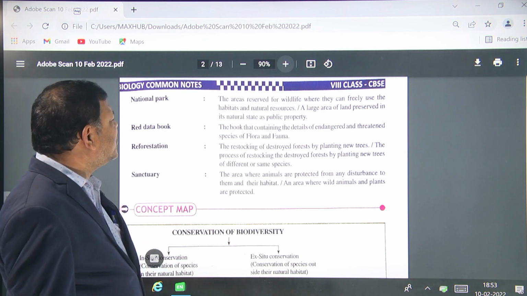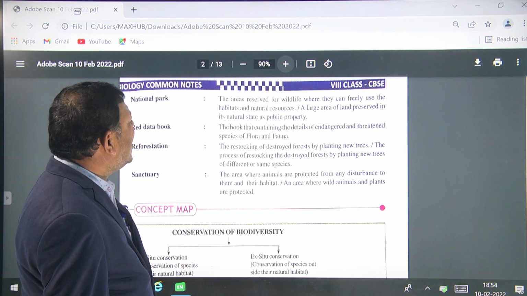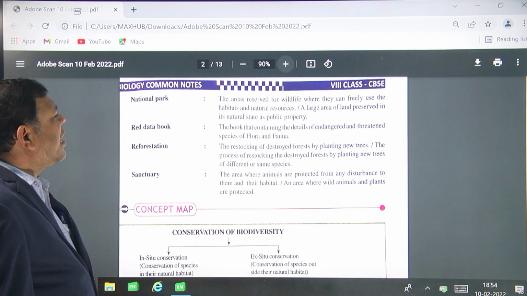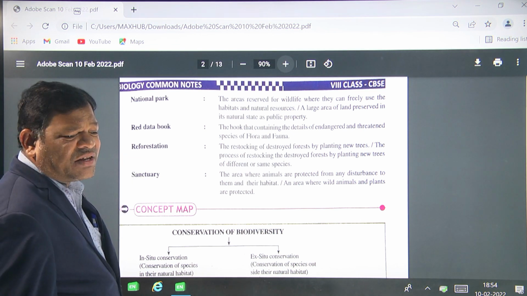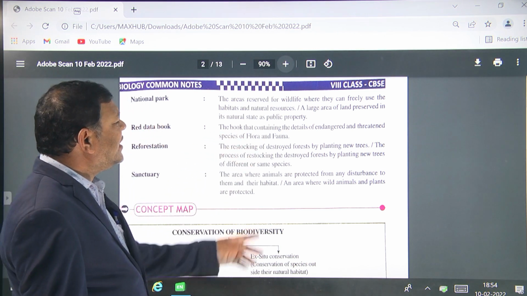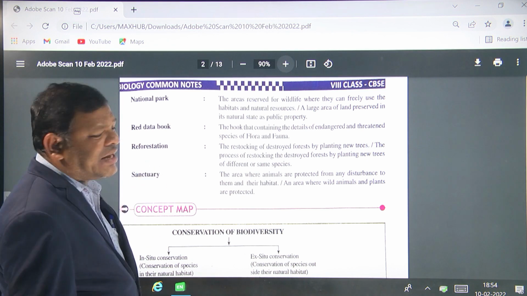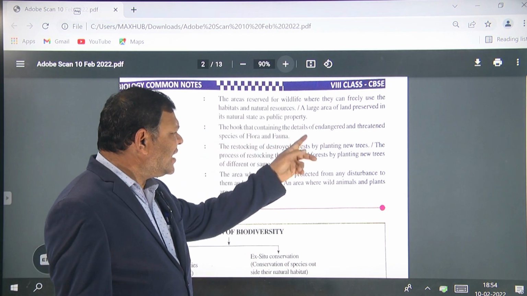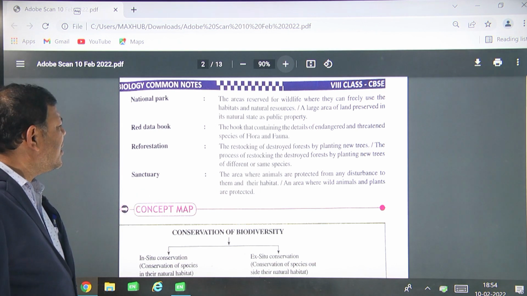So these are both definitions of the national park: the area reserved for the wildlife where they can freely use the habitat and natural resources, or a large area of the land preserved in its natural state as a public property. Red data book, very very important for the competitive examination. The book containing the details of the endangered and threatened species of the flora and fauna is called red data book.